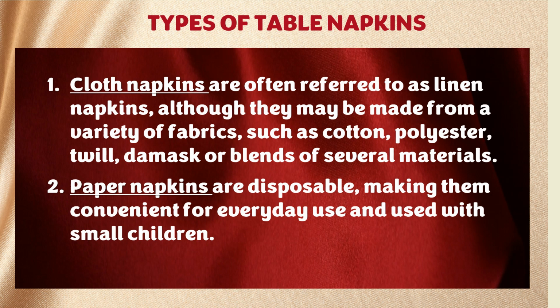Types of table napkin. First is the cloth napkins. Cloth napkins are often referred to as linen napkins, although they may be made from a variety of fabrics, such as cotton, polyester, twill, damask, or blends of several materials. Next is the paper napkins. Paper napkins are disposable, making them convenient for everyday use and used with small children.